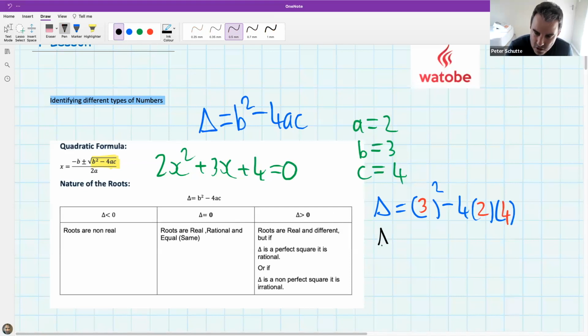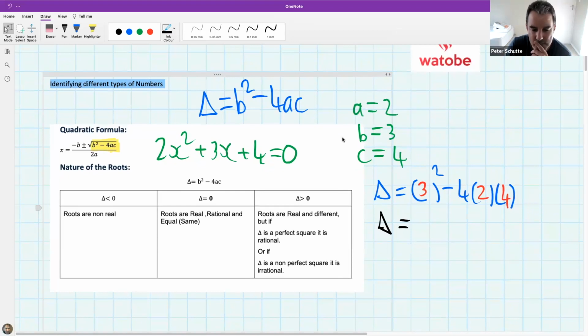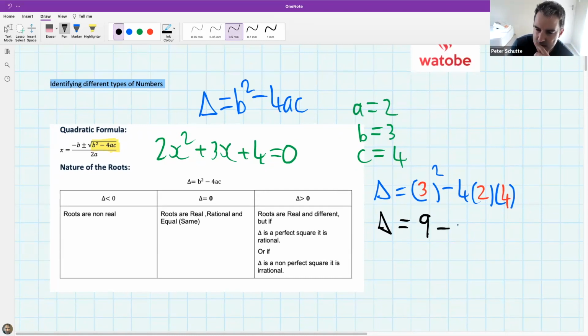All right, I want you to tell me what is the value of delta for this particular quadratic equation. What is the value of delta? And you can pop it in the chat, or you can let me know over audio. I want to know. Okay, so we get 9 minus, so 4 times 2 is 8, so minus 32, which is minus 23.